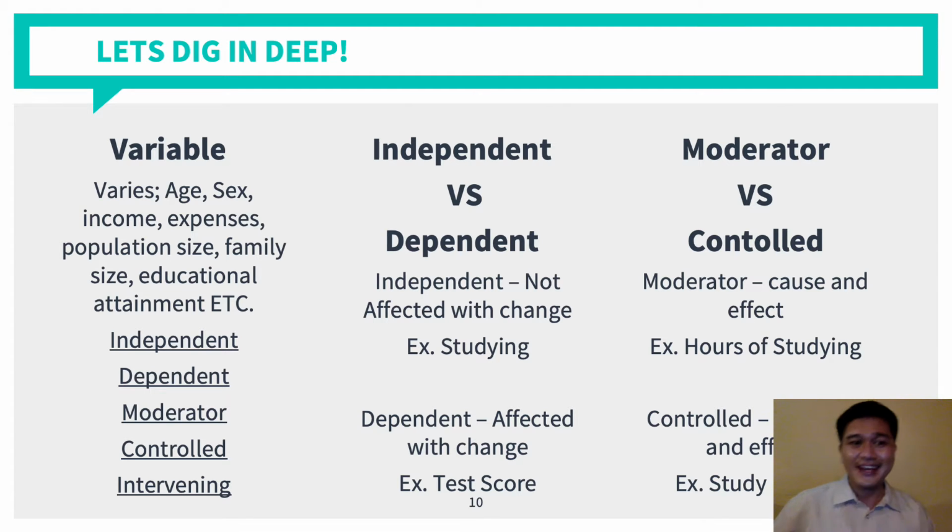And there are 5 types of variables. Independent, dependent, moderator, controlled, intervening. Nakakatakot silang pakinggan. Alam ko, naiintindihan ko. Pero gawin nating simple ang buhay. First, independent versus dependent. Ano to? Independent is not affected by change. Hindi siya nag-iiba. Sa research natin, may mga variable tayong hindi nag-iiba. For example, studying.